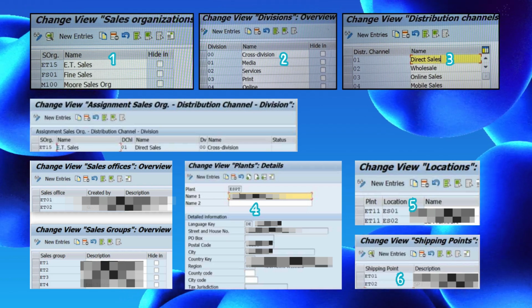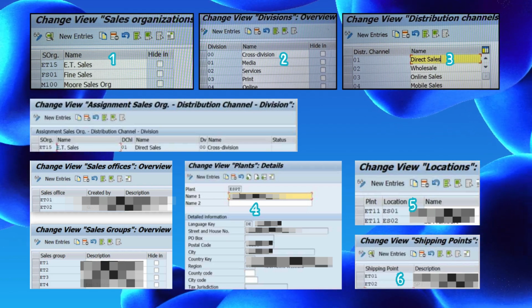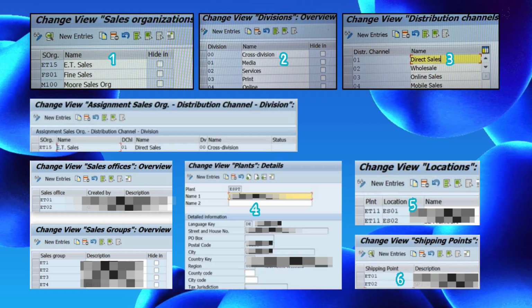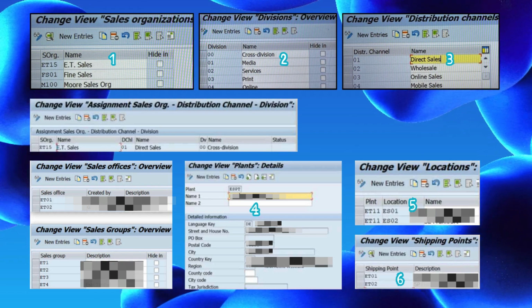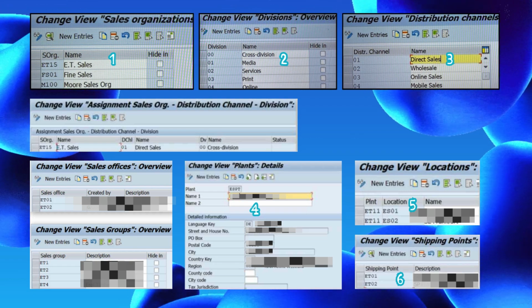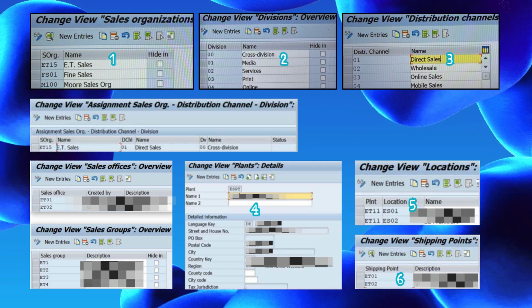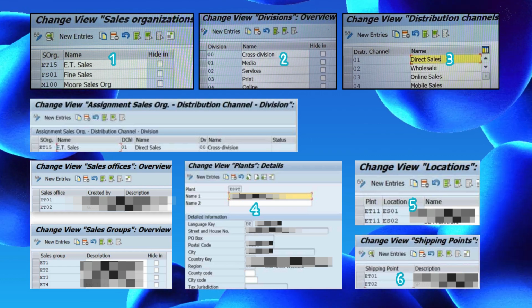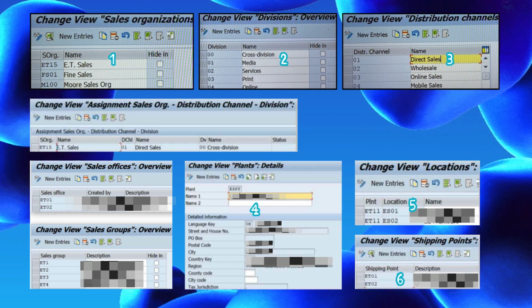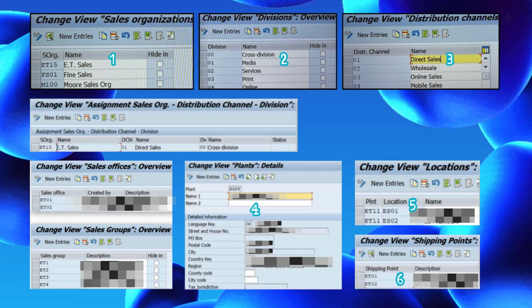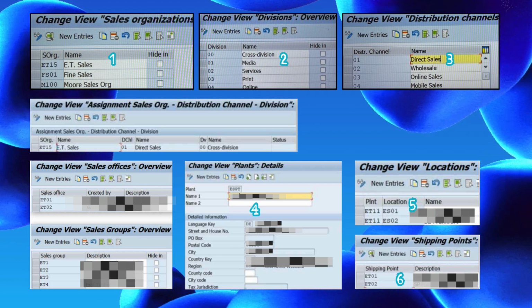A plant is the central organizational element in the entire logistics chain and is not only used in sales. In customizing, a plant is defined as a 4-digit key with a description and an address. A plant can be a production facility, a material stock location, or even a repair facility.